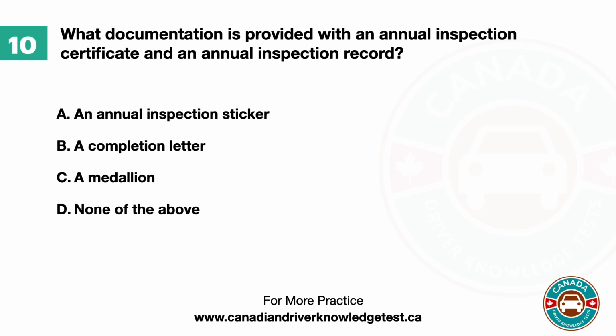Question 10. What documentation is provided with an annual inspection certificate and an annual inspection record? A. An annual inspection sticker. B. A completion letter. C. A medallion. D. None of the above. The answer is A. An annual inspection sticker.